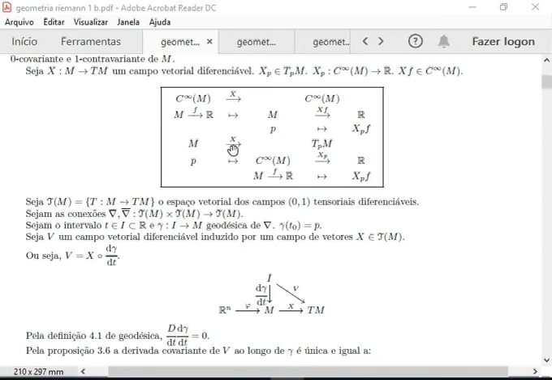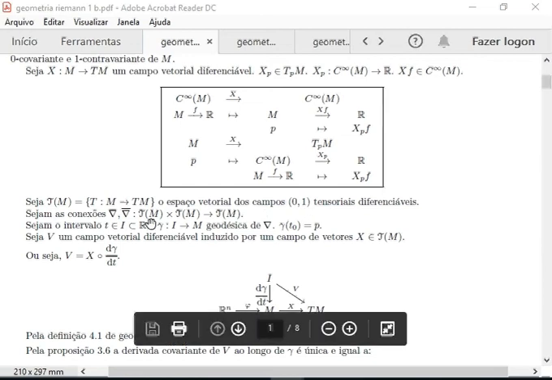X also is a function from M to TM, which maps P in M to Xp from C^∞ of M to R. Xp maps F from M to R to XpF in R. What's 𝔛(M)? It's the set of applications M to TM, the vectorial space of differentiable tensorial fields of type (0,1).